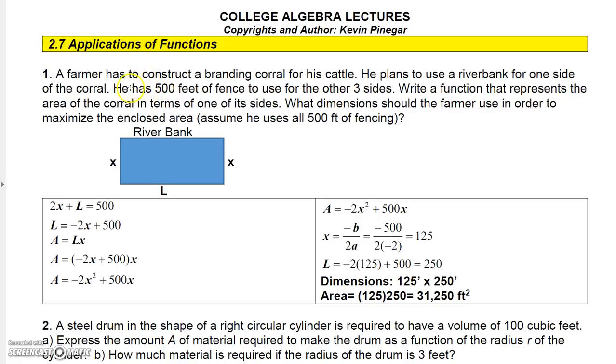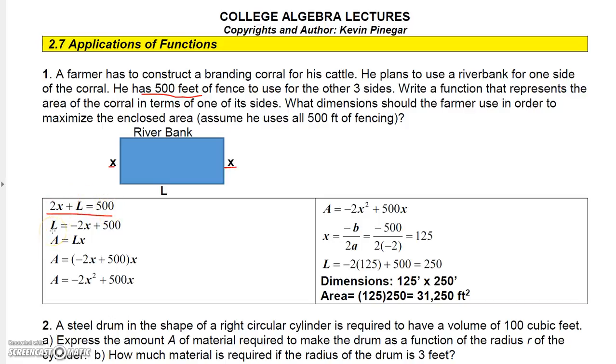But basically here we have a riverbank, and we're going to put a fence around that riverbank in a rectangular fashion. And we know that we have a total of 500 feet of fence. So if we let X be the sides extending from the riverbank and L be the side parallel to the riverbank, then I know that 2X plus L must equal 500.